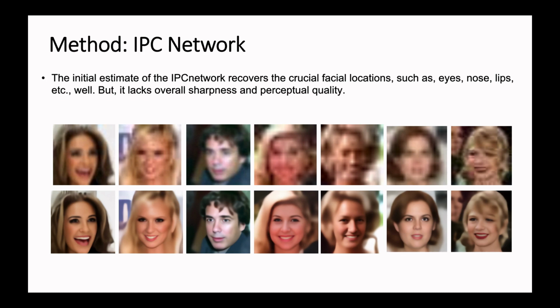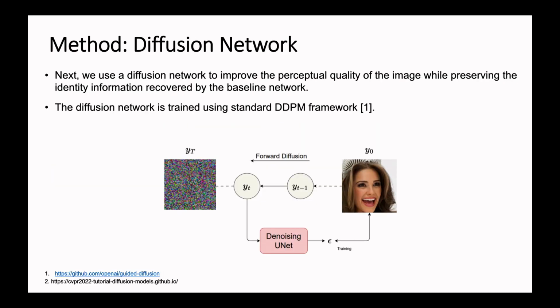To address this problem, we deploy the second part of our network, which is based on a diffusion framework. In our work, we use the standard DDPM framework where we take an input image, add some amount of noise, get a noisy version of that image, and then train a denoising UNet to predict the noise or the clean image. Now, instead of using the standard reverse diffusion process where you start from pure noise and run the diffusion process for, let's say, 1,000 time steps, we introduce some changes to make sure that the recovered identity is preserved.